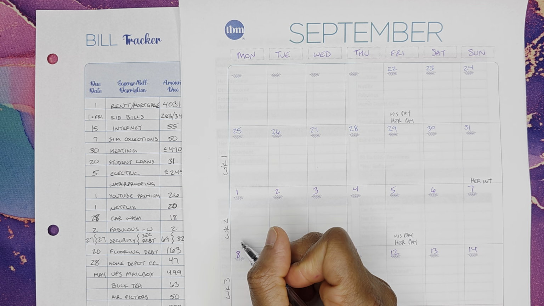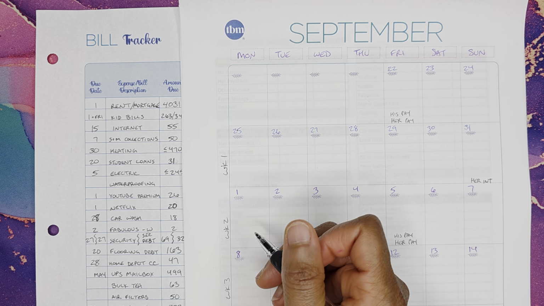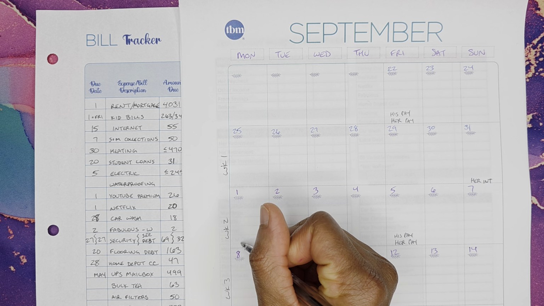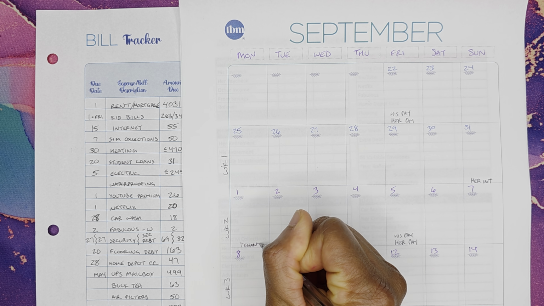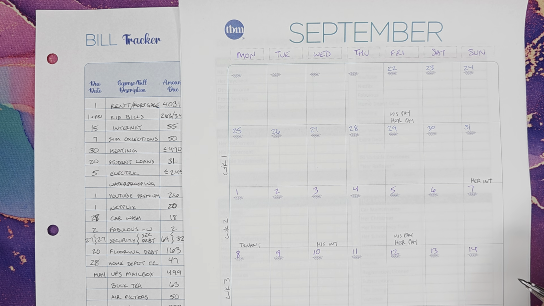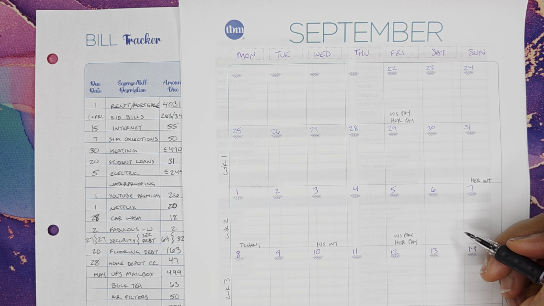And then also on the 1st is rental income. What did I put that as last time? Tenant. So tenant on the 1st. And any other inflow, I think that's it.